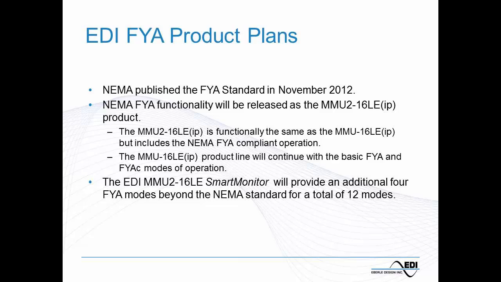If you have been using MMU2-16LE products, those came with 2 modes, basic FYA and what we called FYA compact mode. Those 2 modes are basically the same as mode B and mode F. So it's an easy conversion to make. The EDI MMU2 monitor I've already mentioned, besides the 8 required modes, we provide an additional 4 modes if one of them proves to be handy.